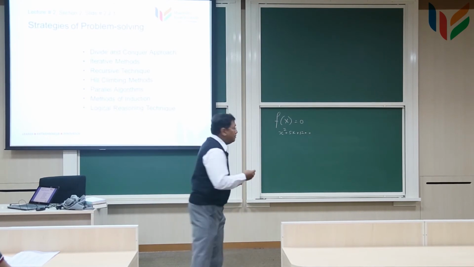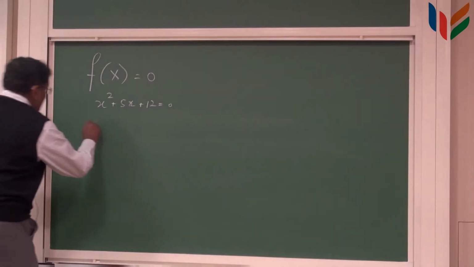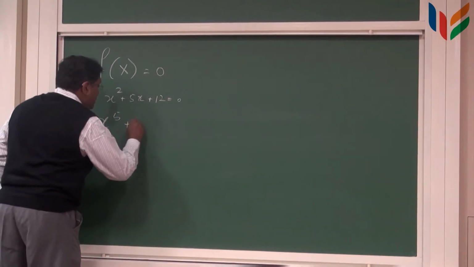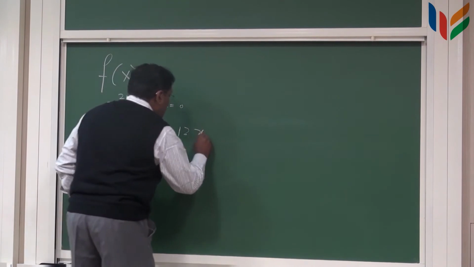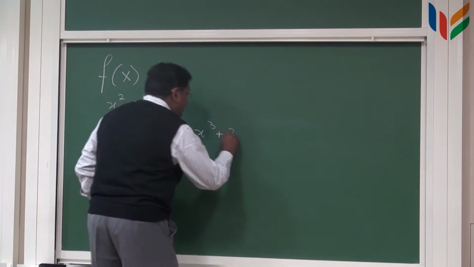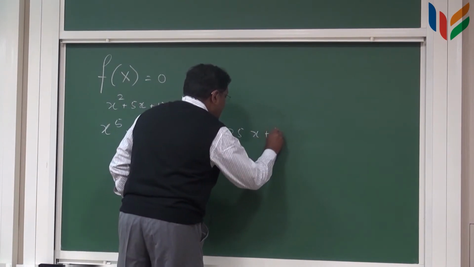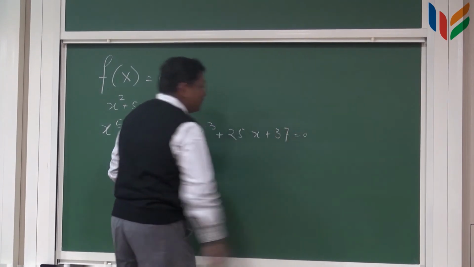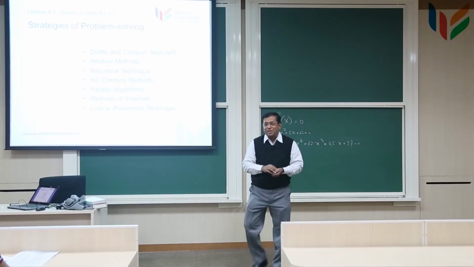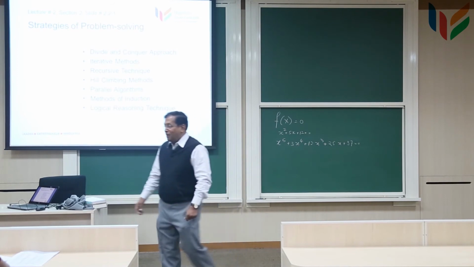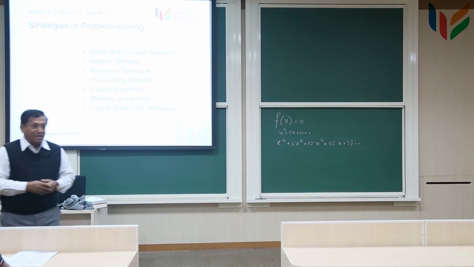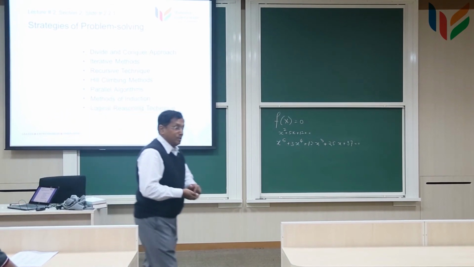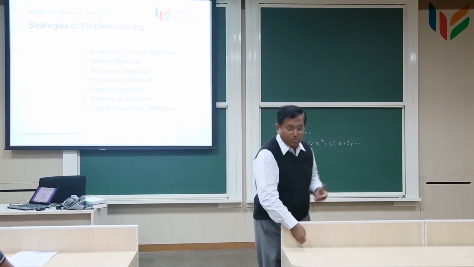But let's say I give you a very complicated equation like x to the power 5 plus 3x to the power 4 plus 12x cube plus 25x plus 37 equal to 0. And I will say, tell me what are the roots of the equation, what are the values of x? Do you have a formula? Obviously not. But I need to know what are the equation roots, whether they are real, imaginary or whatever.